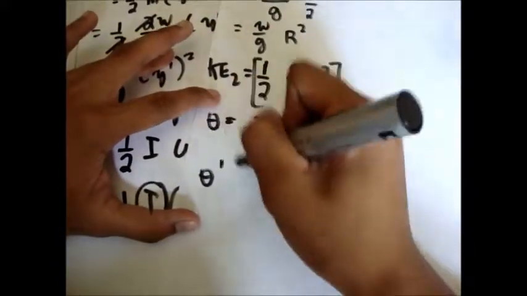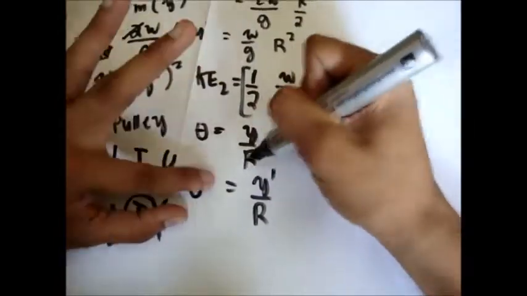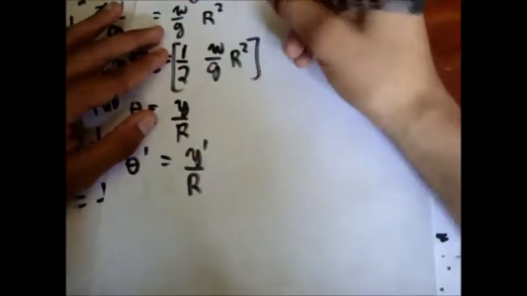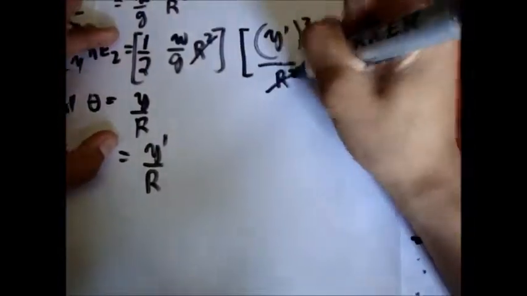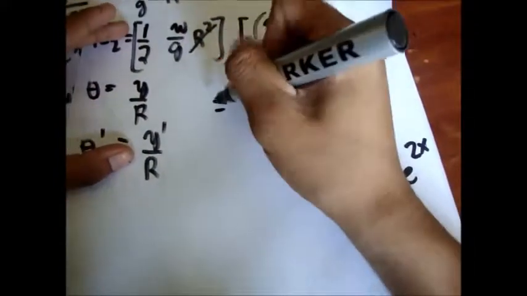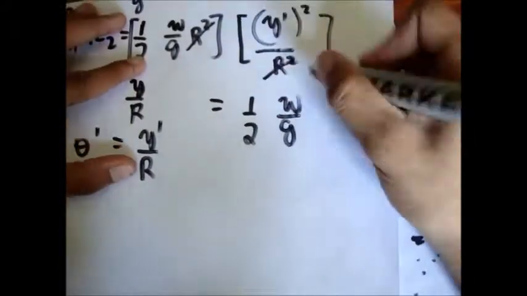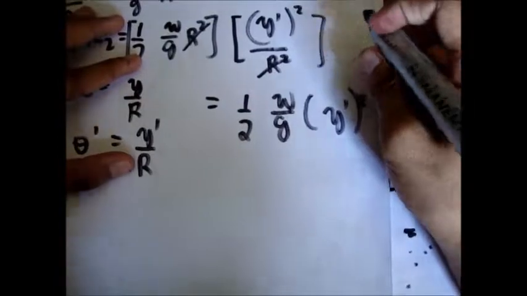So theta prime is equal to Y prime over R. Do not mind this R because it is just a constant. So times dy prime squared over R squared. So cancel. So we have 1 half W over G Y prime squared. So that is our KE2.